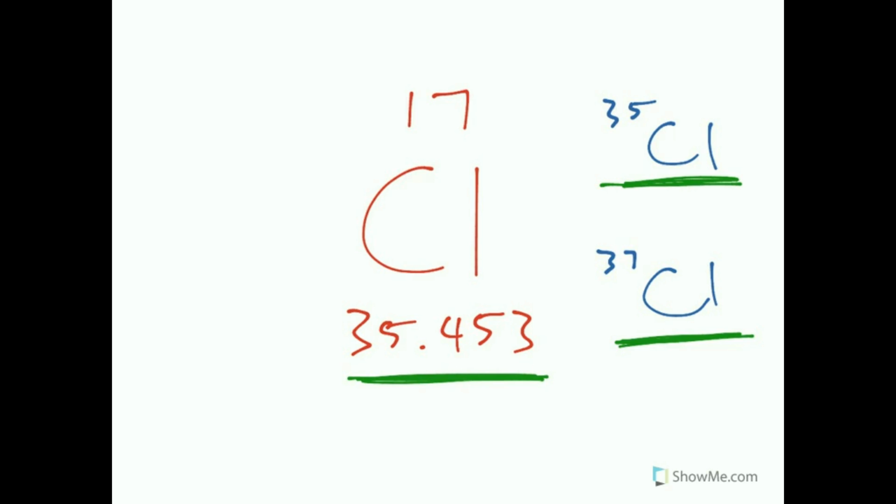These are just the main two isotopes of chlorine, but there are actually 22 others. Keep in mind, they are all chlorine, they all have an atomic number of 17, they all have exactly the same chemical properties.